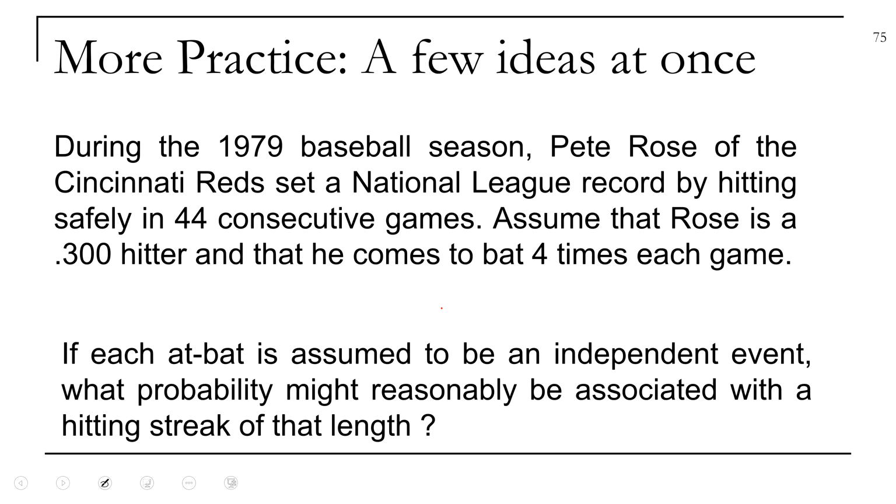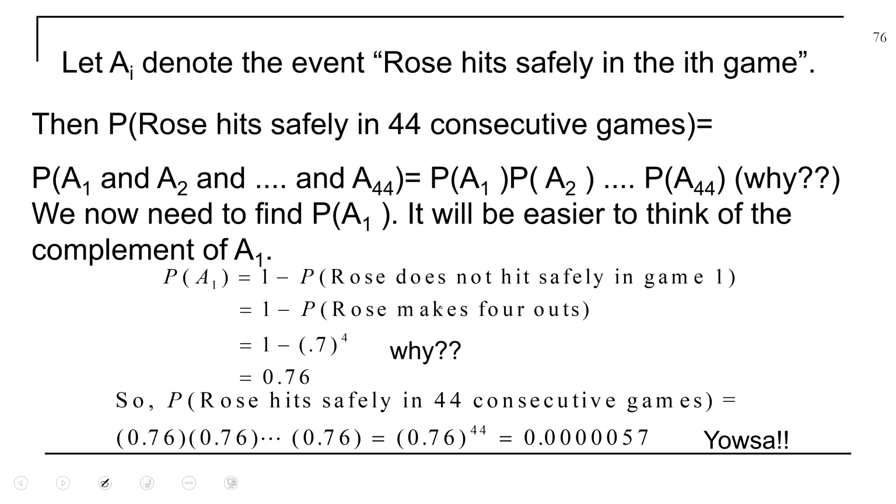Now, to make life easy, we're going to assume that Rose is a .300 hitter. And if you're inside a hitting streak, that's going to go up and up and up, of course, but we're going to assume he's a .300 hitter. That means anytime he's at bat, the probability he makes a hit is 0.3. And we're going to assume he comes to bat 4 times each game. This makes our life a lot easier. If each at-bat is assumed to be an independent event, another strong assumption possibly, what probability might reasonably be associated with a hitting streak of that length? What's the probability he hits safely in 44 consecutive games? Now, this is good to see because there's several steps here, and we break down this problem into nice little bite-sized chunks.